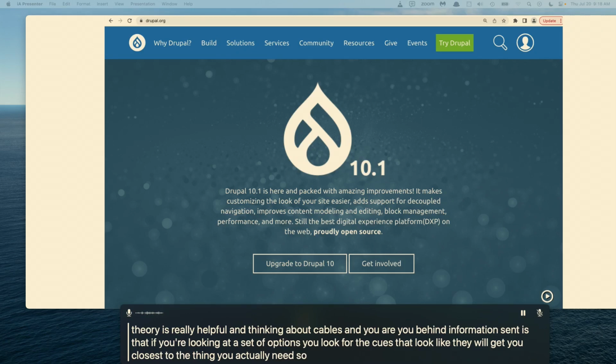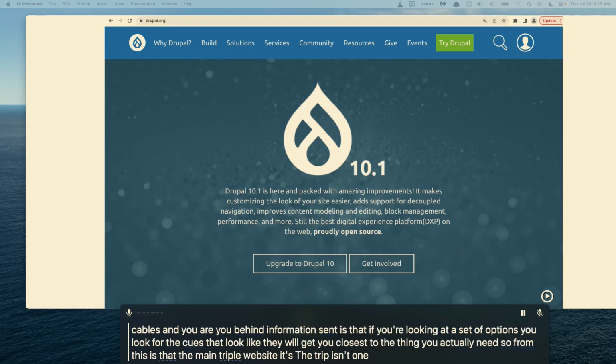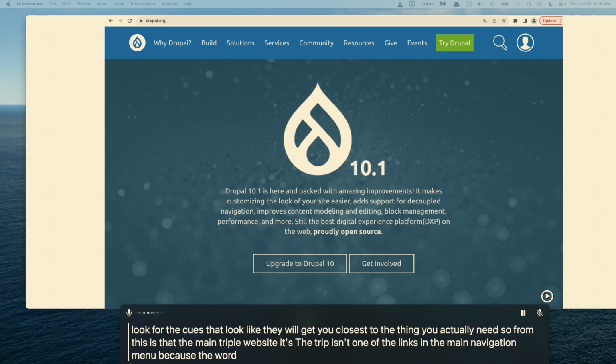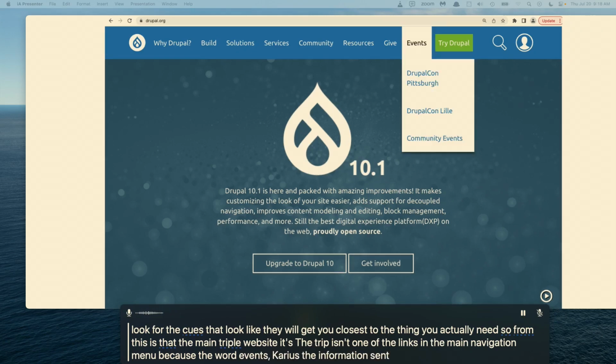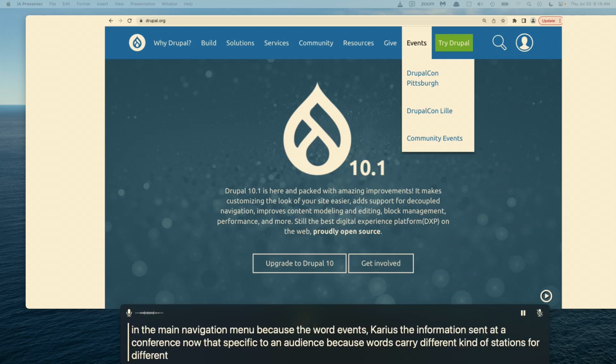So, for example, this is the main Drupal website. It's okay that DrupalCon isn't one of the links in the main navigation menu, because the word events carries the information scent of a conference. Now that's specific to an audience because words carry different connotations for different people. This is something to think about in the way you categorize content and the way you label it.